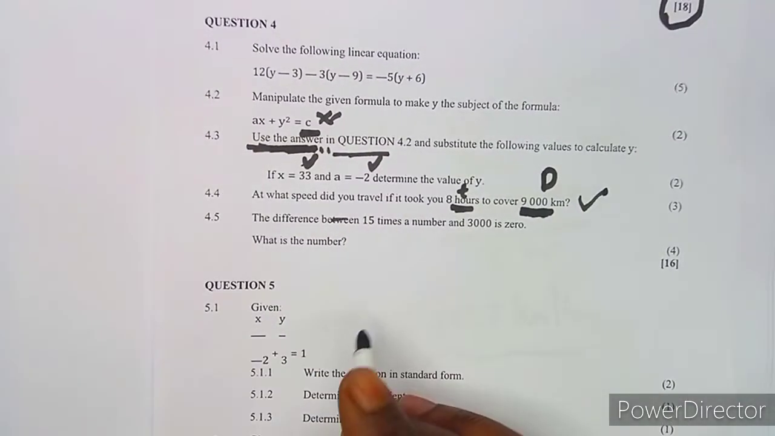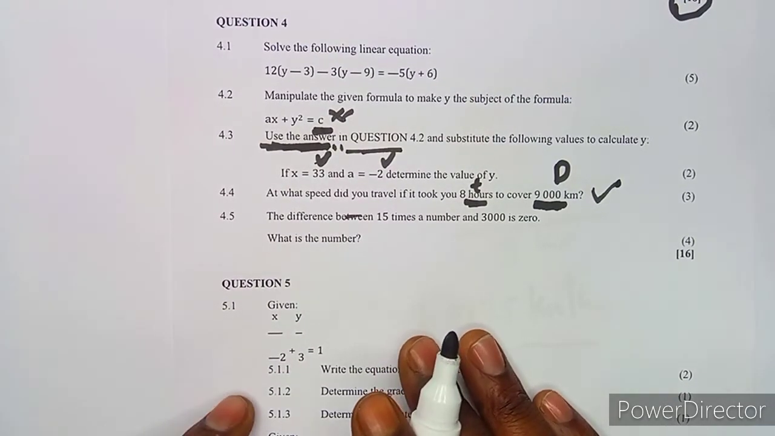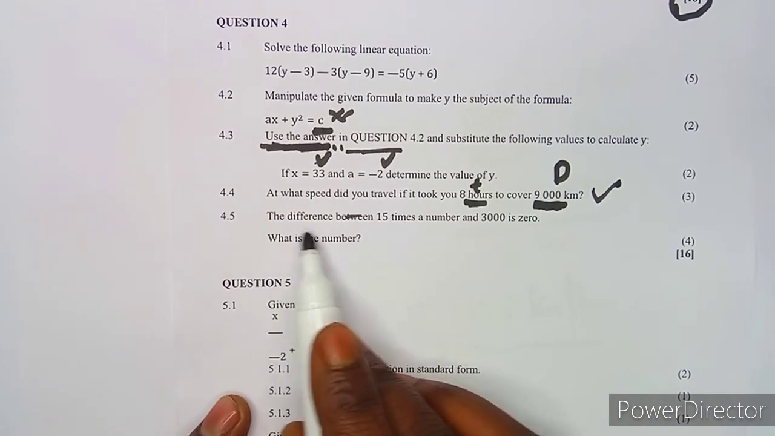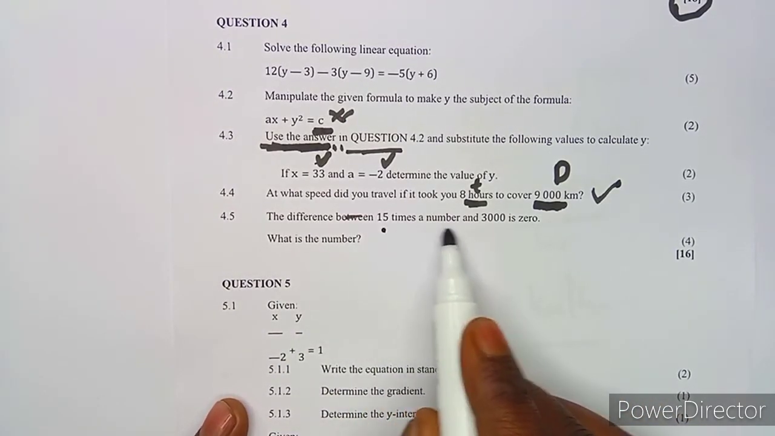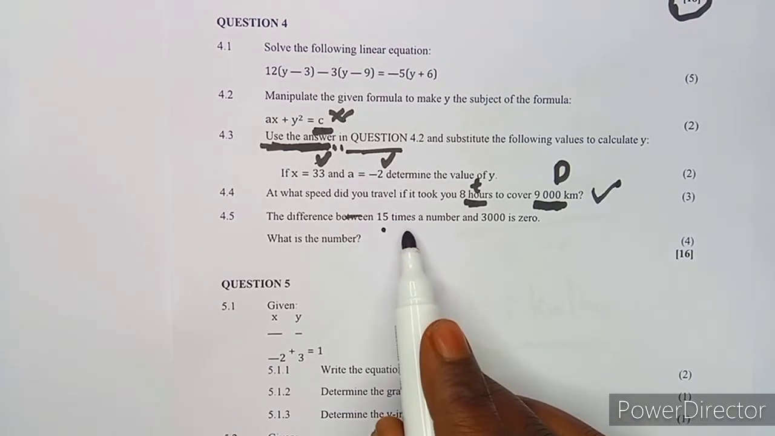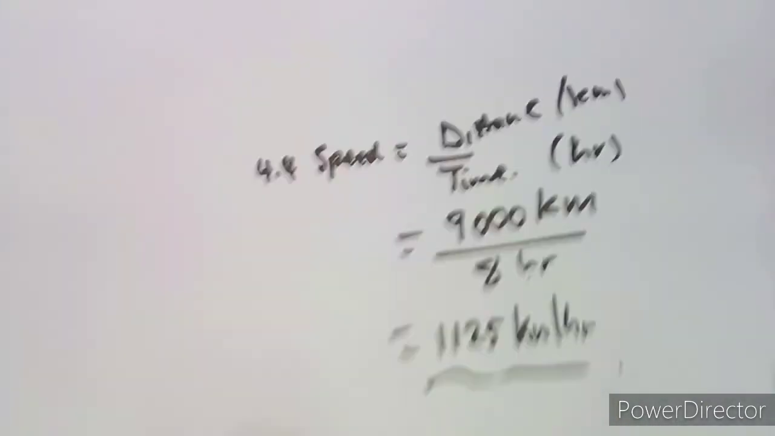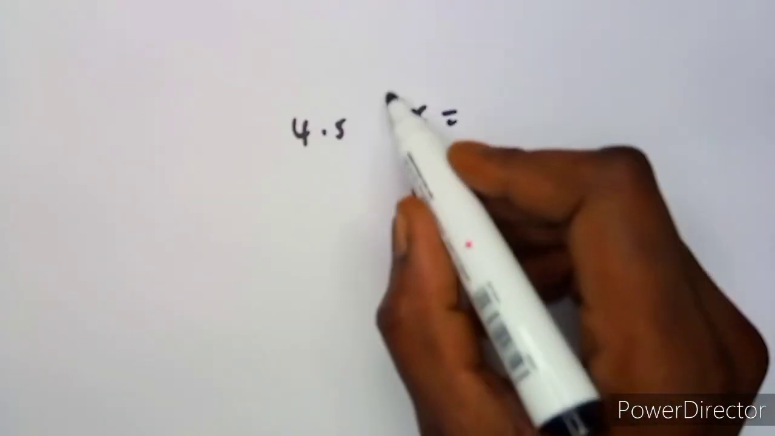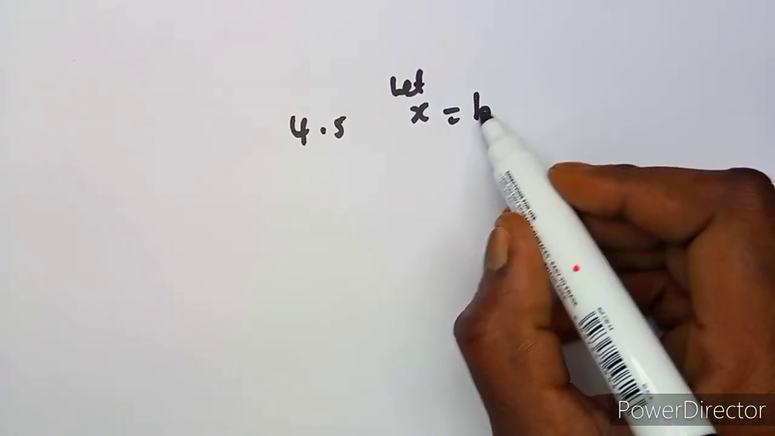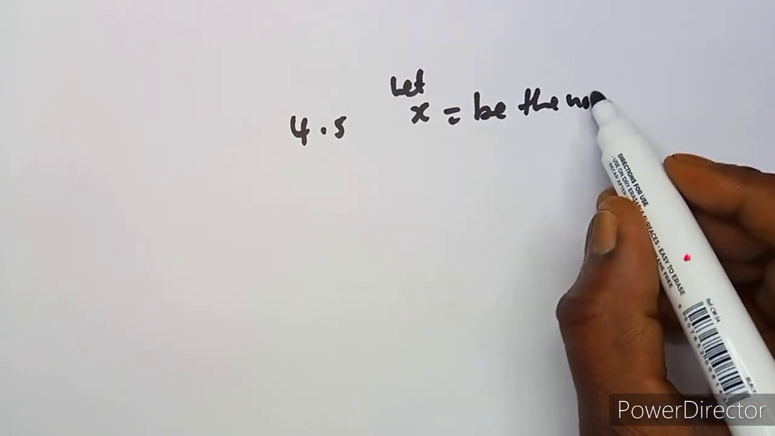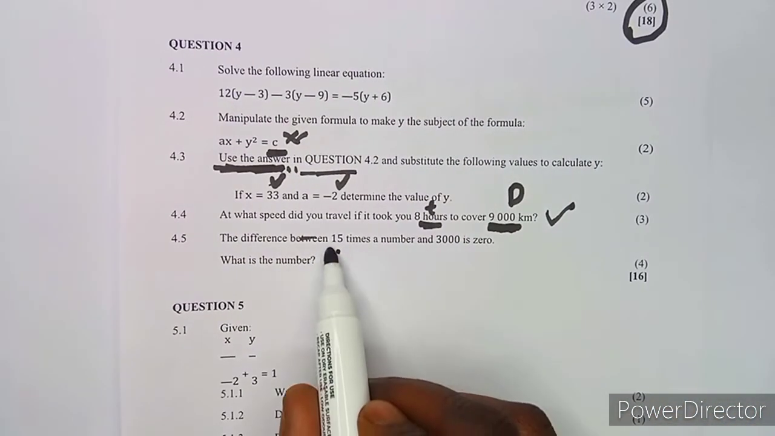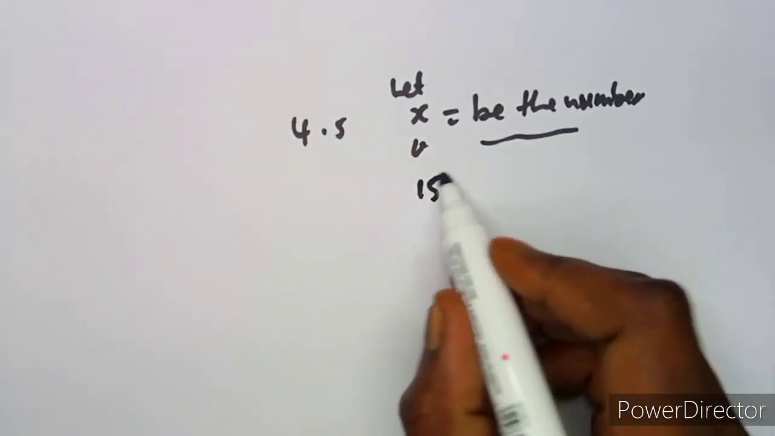Let's see another question. The difference between 15 times a number and 3,000 is 0. What is the number? The difference between 15 times a number and 3,000. So 15 times a number, we do not know the number. But let's just say the number in this case is x. So let x be equal to the number that we do not know. All right. So if this x is representing the number that we do not know, and it's 15 times that number, that is 15 times x like this.